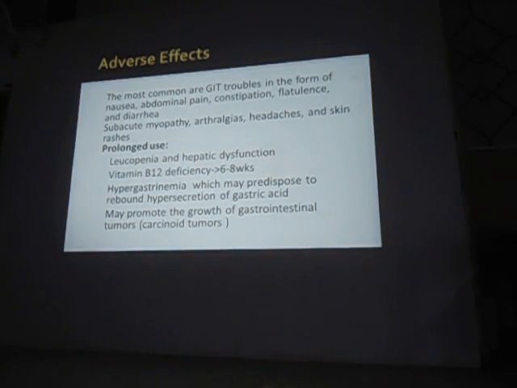Adverse effects: there can be rebound phenomena that you need to remember after long usage. There can be increased gastric secretion and it may lead to gastrinomas or carcinomas. That is one of the rare complications when it is used for more than 8 weeks or more than 2 months. And leukopenia, hepatic dysfunction, and liver deficiency are side effects which can be expected after prolonged use.